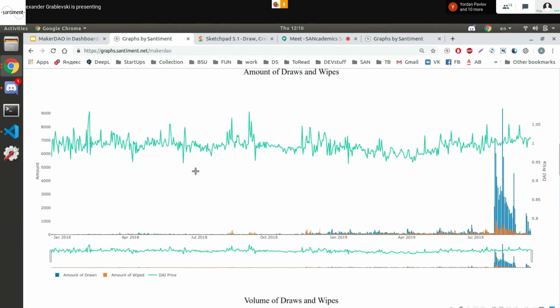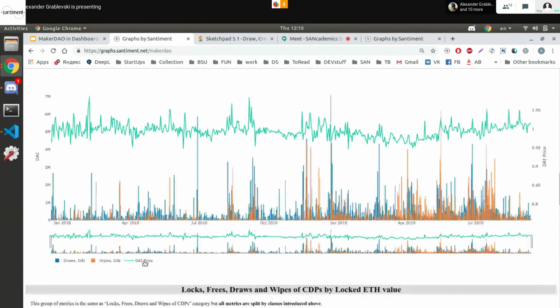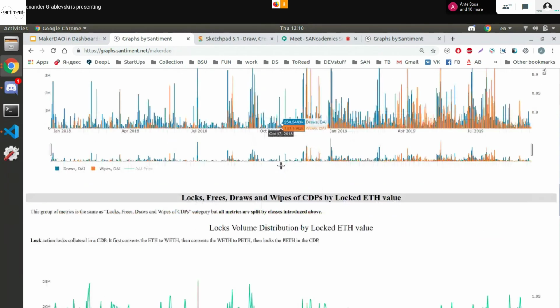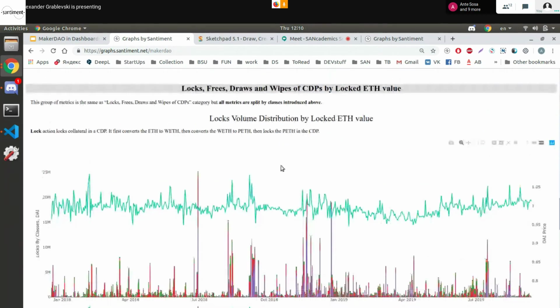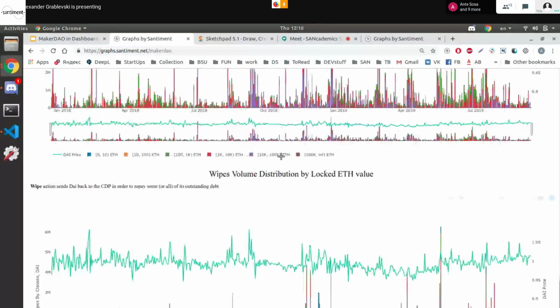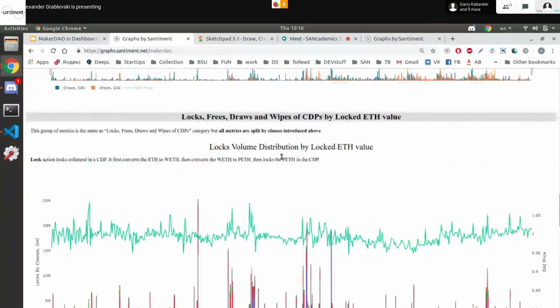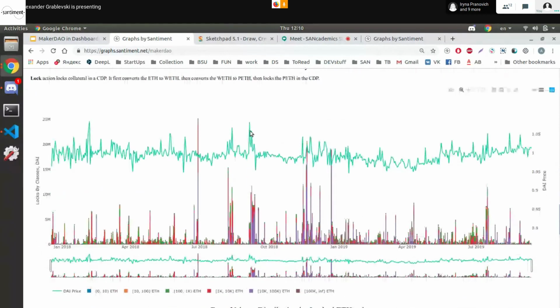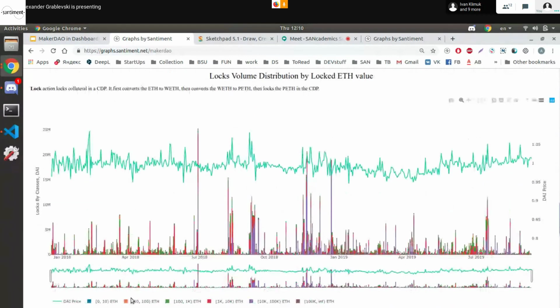And of course, on any graph, you can just switch off any metric you want. So don't forget about this. Yeah, and the next 4 graphs are basically the same. They again show the volume of each event, but we split every address that transacts with these events by category, and it falls into a category depending on how much ETH it has in collateral.